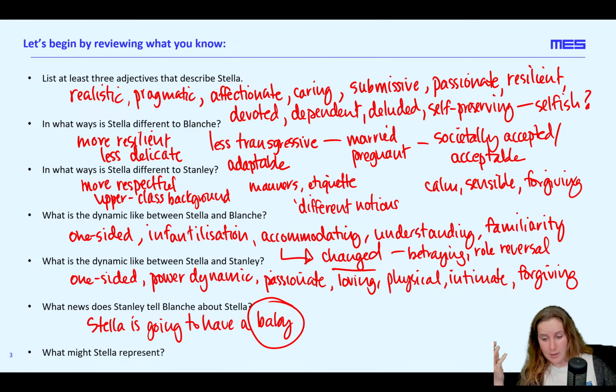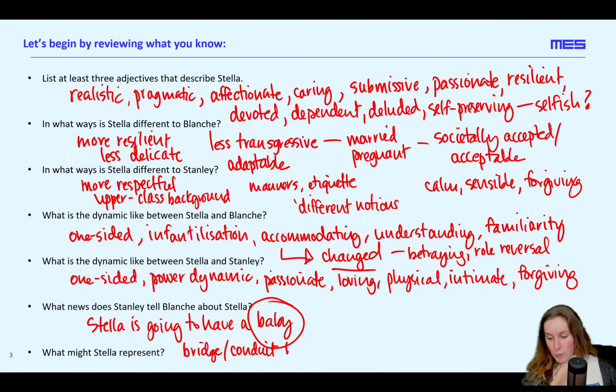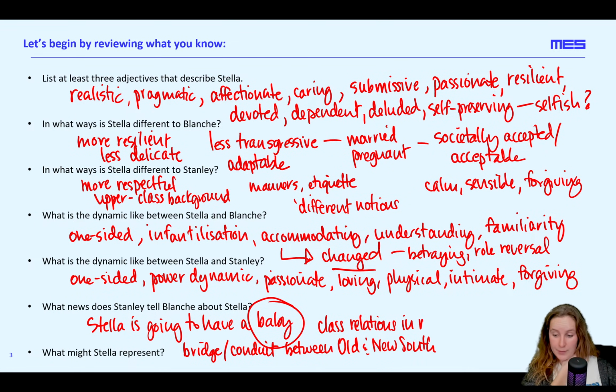Well, we've got these ideas, for example, that if Stanley is this New South or modern society, and Blanche is the Old South, then Stella might represent this bridge or conduit. Same idea, both can be metaphorical, between the Old South and the New South. This point of connection between them. She is also an example of these class relations between classes in the new world, in this modern era.